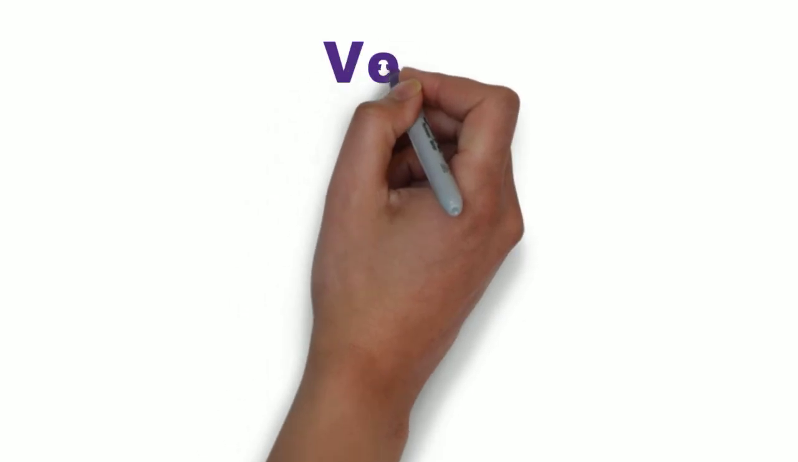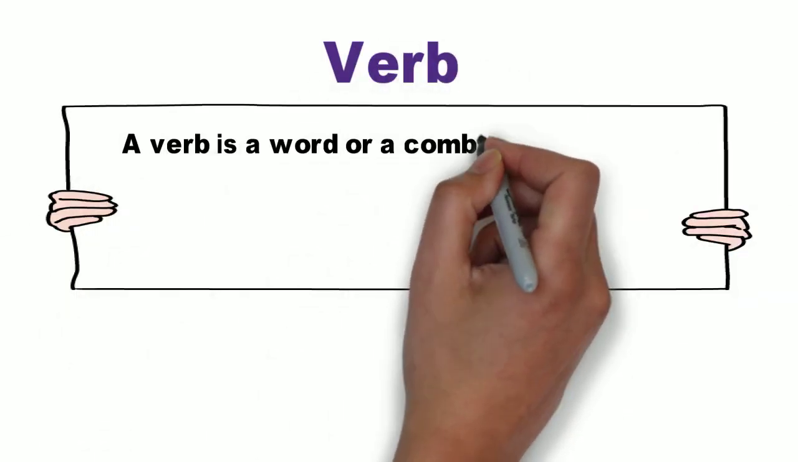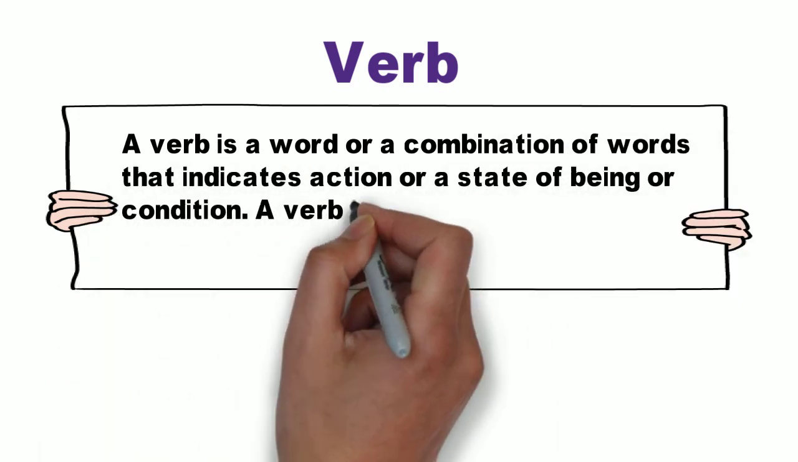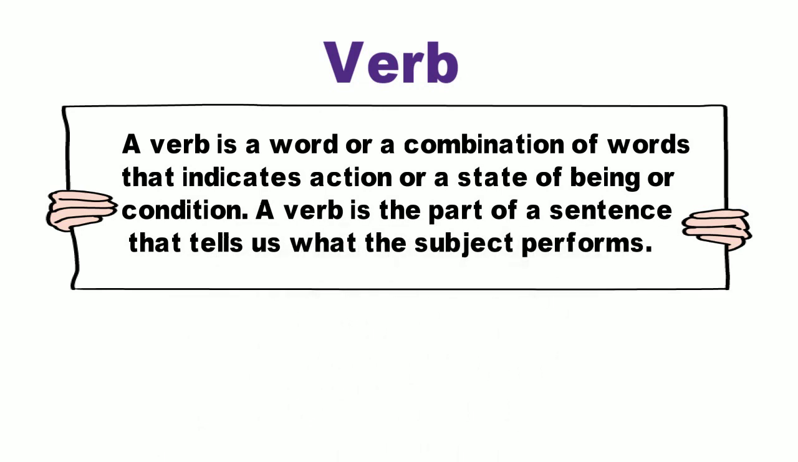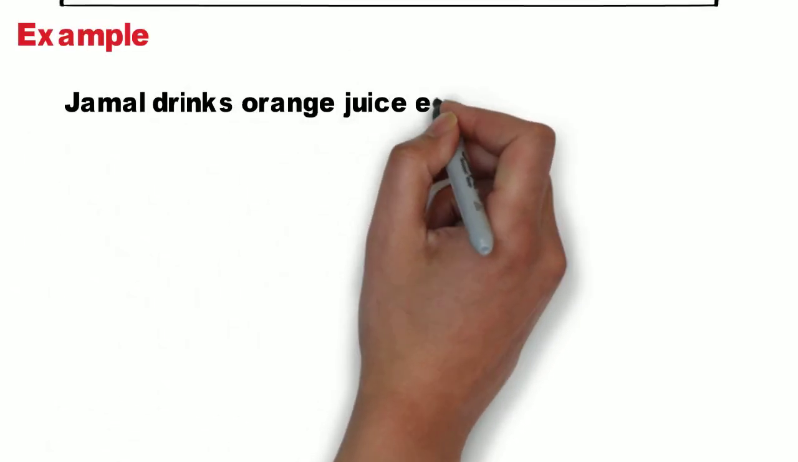Moving on to the third part of speech, which is a verb. A verb is a word or a combination of words that indicates action or a state of being or condition. A verb is the part of a sentence that tells us what the subject performs. Now let's give examples of verbs. Jamal drinks orange juice every morning. The verb in this sentence is drink. So what does it do in a sentence? Well, it describes the action of the subject, which is Jamal.